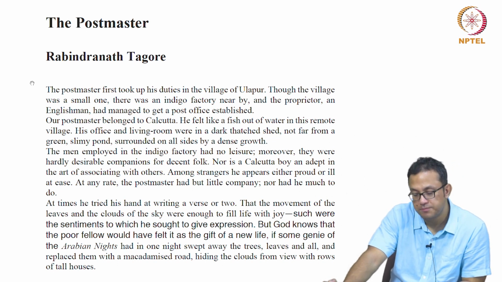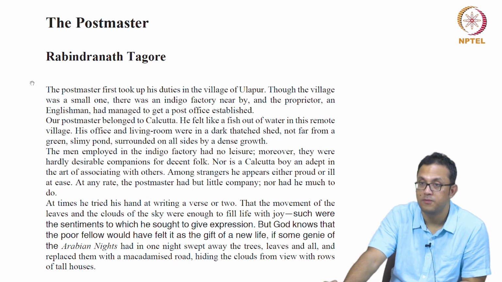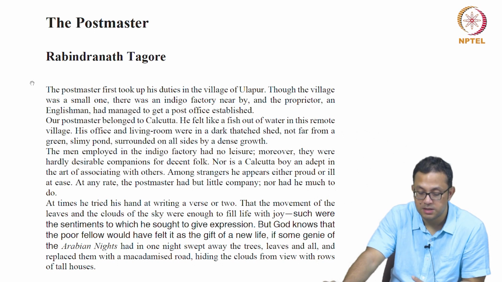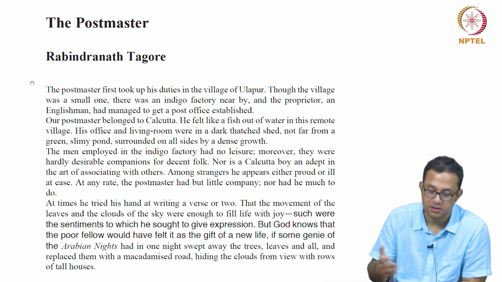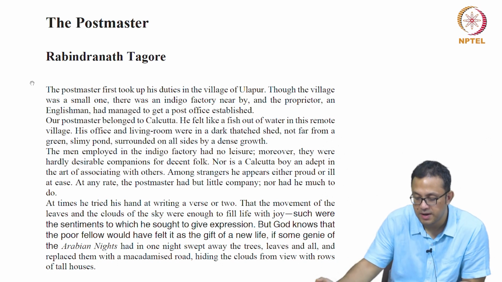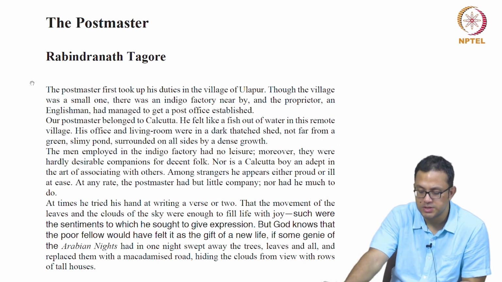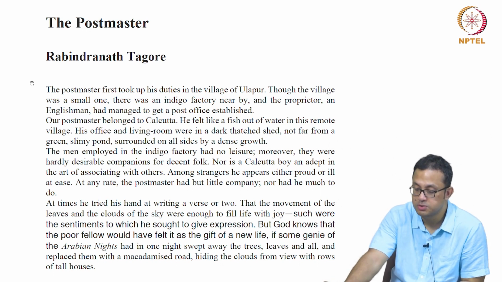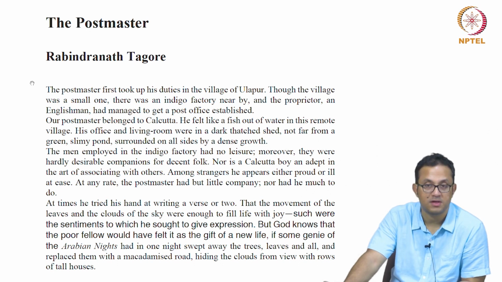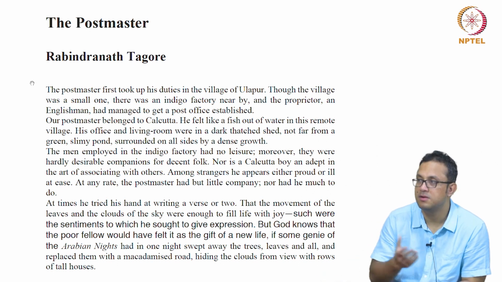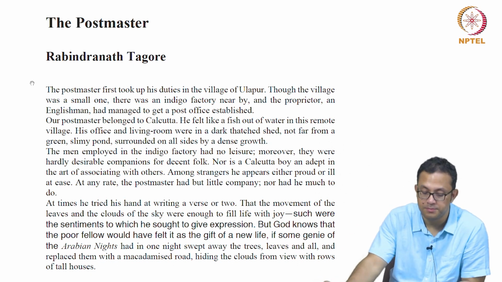So we see that the Postmaster, because he had a lot of time in his hand, he had almost nothing to do, he had no society to converse with, so he tried his hand at writing verse. Again, this is something that he would do as a man of culture and a man of cultivation. And then we are told what the themes were that he wanted to write on, and the themes were obviously nature, the movement of the leaves and the clouds of the sky, and those things filling his life with joy. Such were the sentiments to which he sought to give expression. So he wanted to give expression to those sentiments.